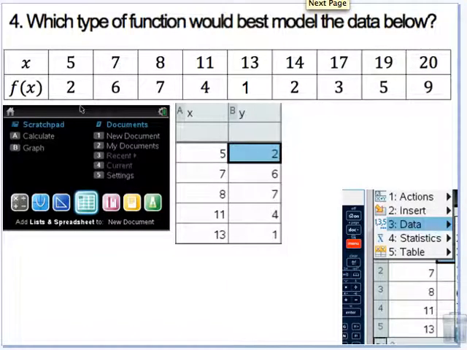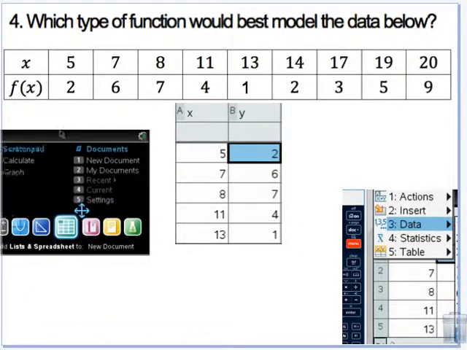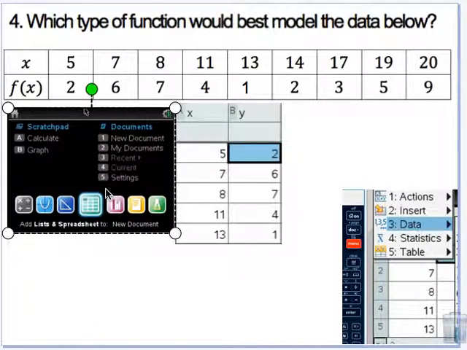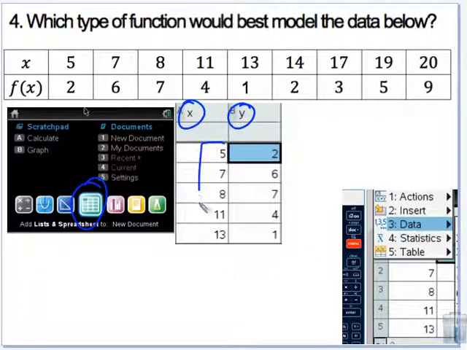All right, with this one, which type of function would best model the data? There's a lot of ways that you can do this. No matter what, you are going to want to go to the spreadsheet on your calculator. Okay, once you get to the spreadsheet, make sure you label your columns first and then fill out the columns. Okay, you have to have your column headings labeled and then fill out the columns.